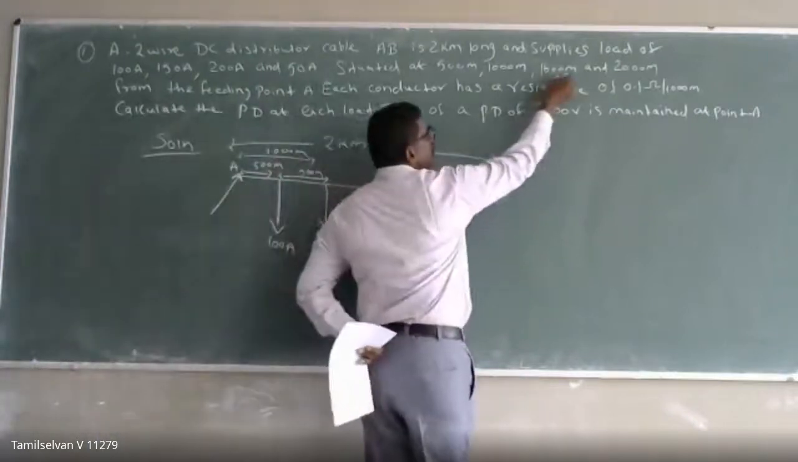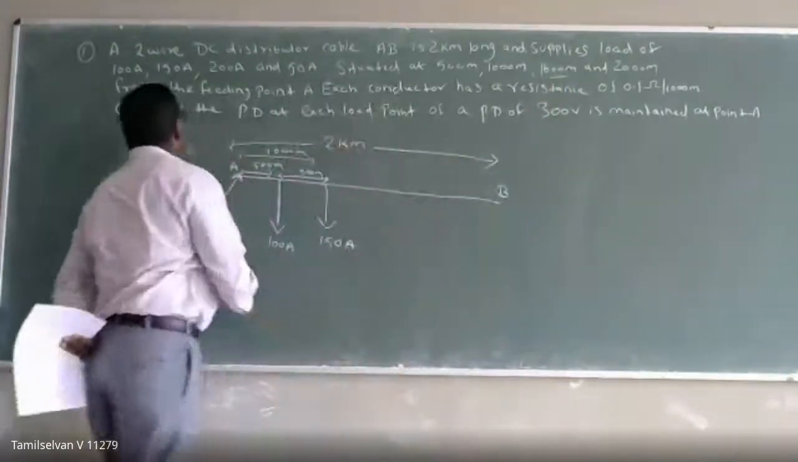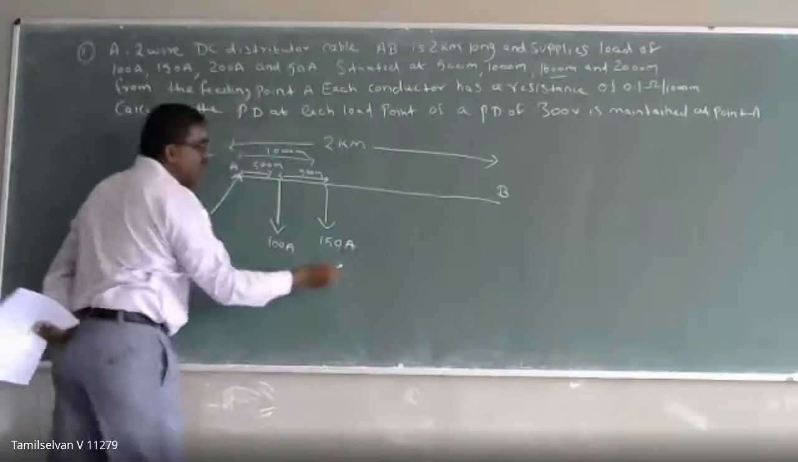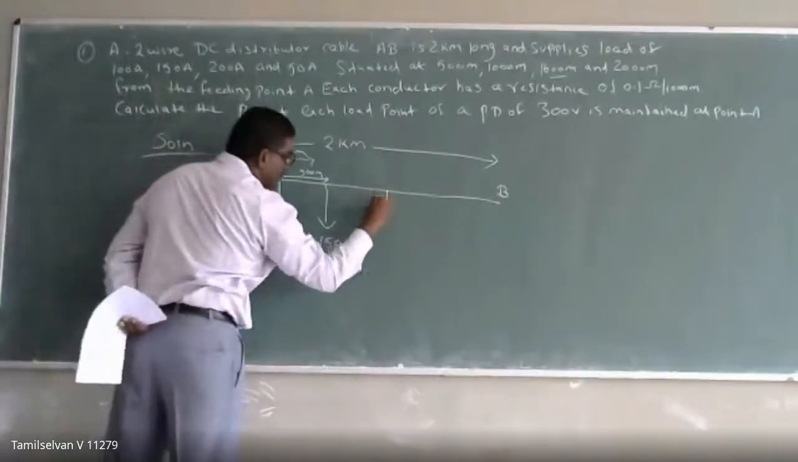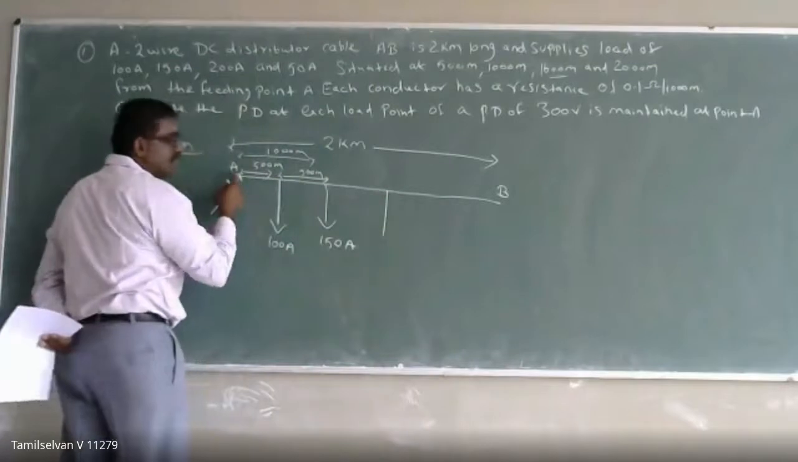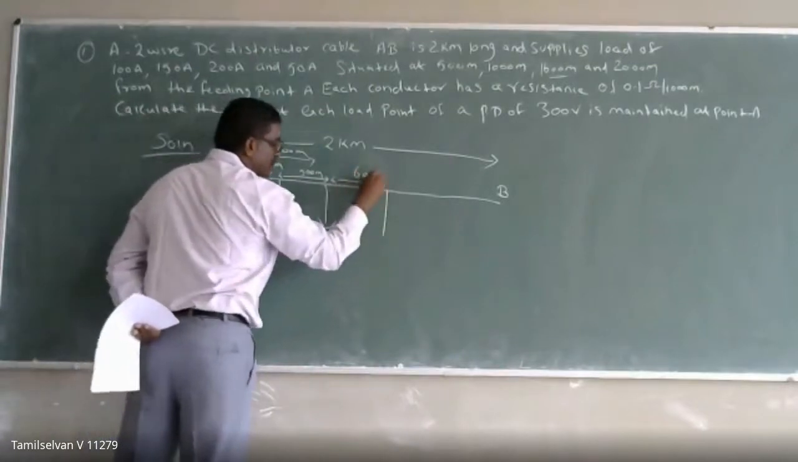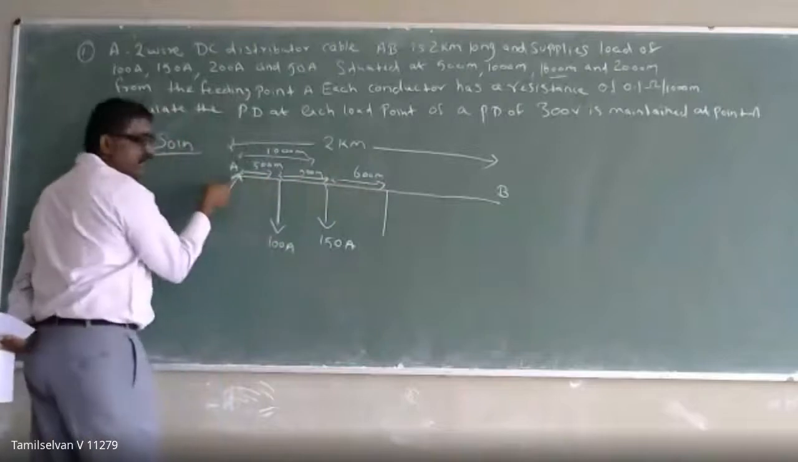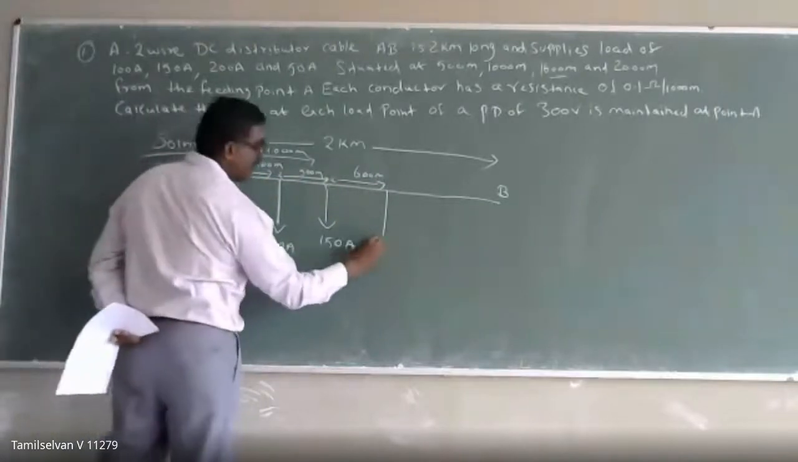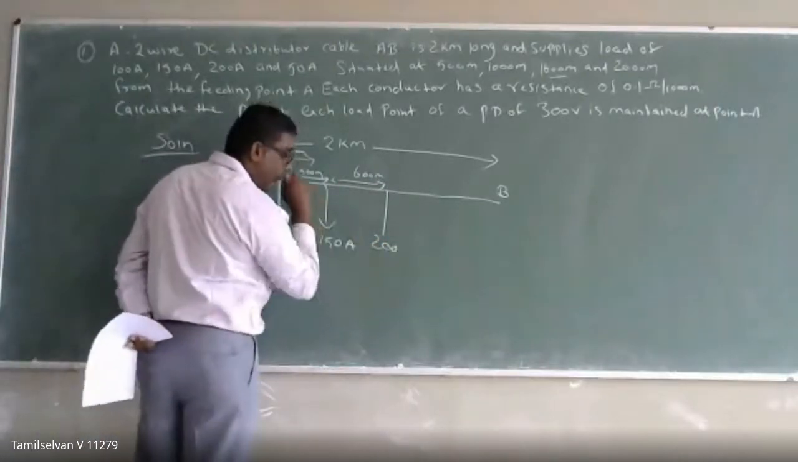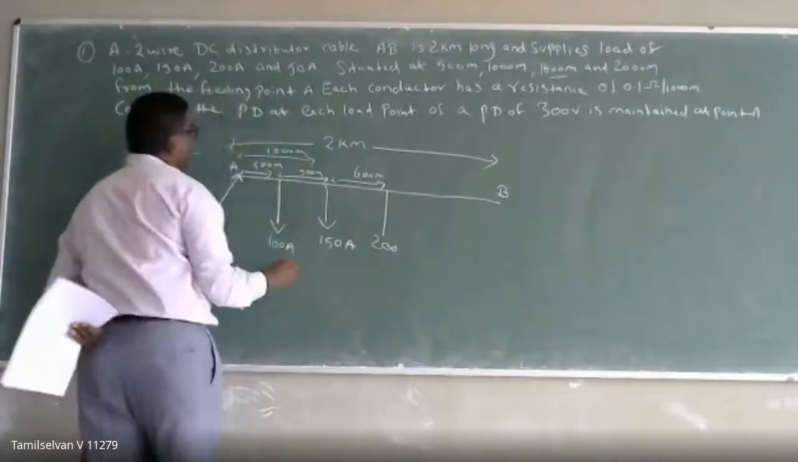See, next is going to appear at 1600 meters. So it means the 200 ampere is going to be connected at 1600 meters. So this is going to be 1000 and this is going to be 600 meters. So it means 1600 meters from the feeding point, with a load current of 200 ampere.